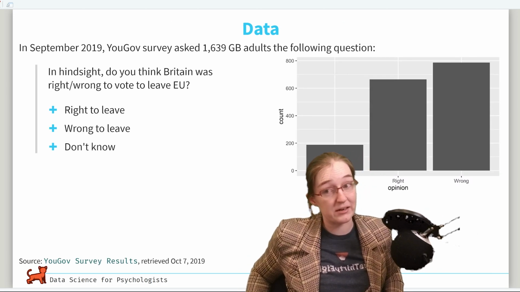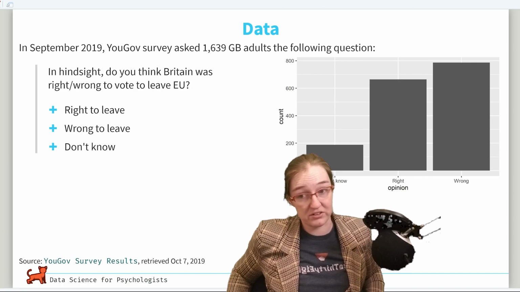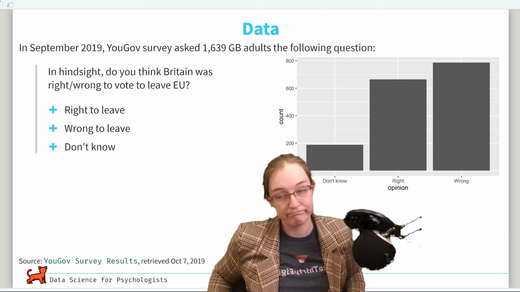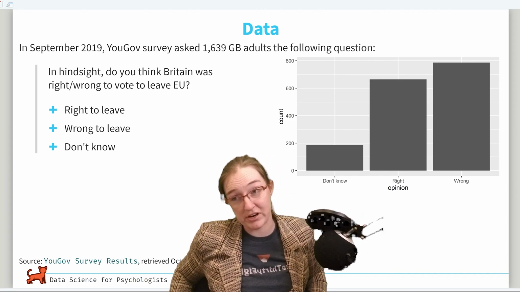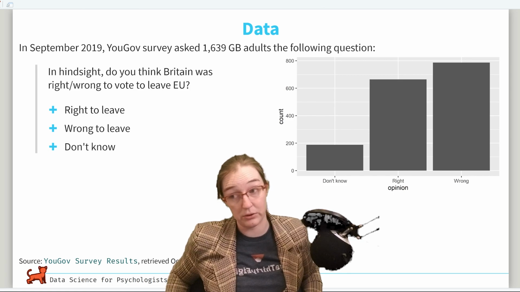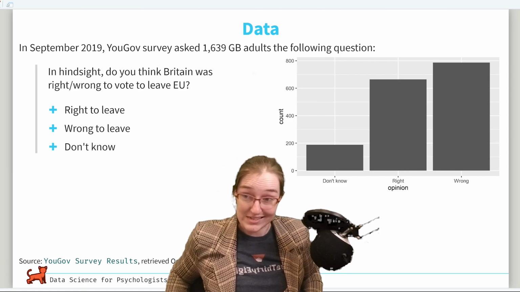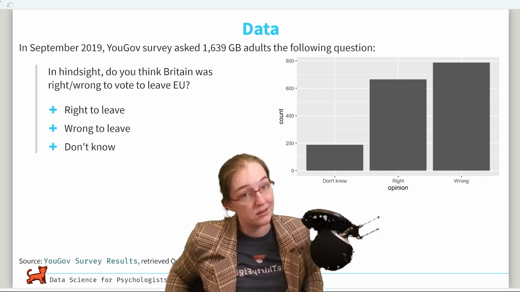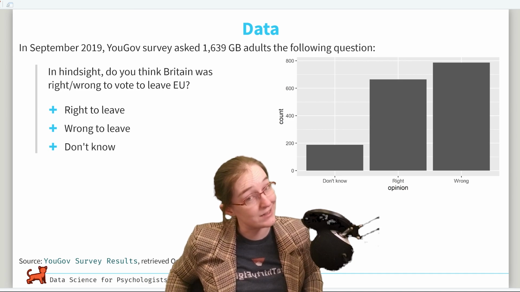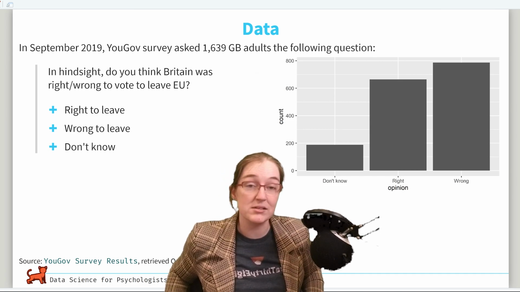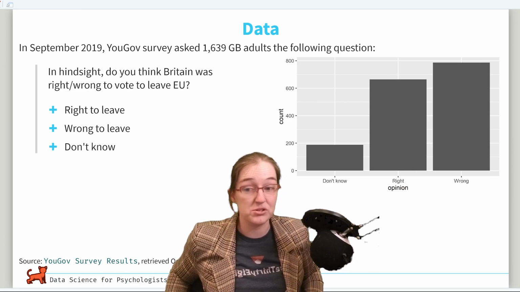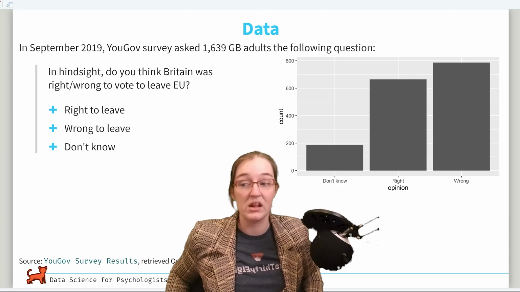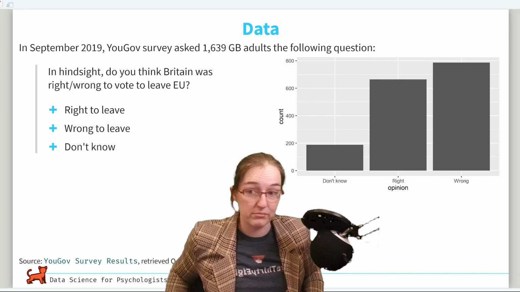So let's look at some data. Here's a YouGov survey about Brexit, which is Great Britain's exit from the EU. In September of 2019, the survey asked over 1,600 people the following question: in hindsight, do you think Britain was right or wrong to leave the EU? And the three options were right to leave, wrong to leave, and don't know.